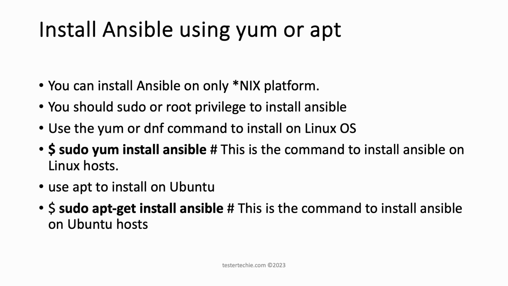If you are using Ubuntu based or Debian based system, I'll request you to run apt-get update first. Once the update is done, then you can use sudo apt-get install ansible. This command will install Ansible on your Ubuntu or Debian based system.